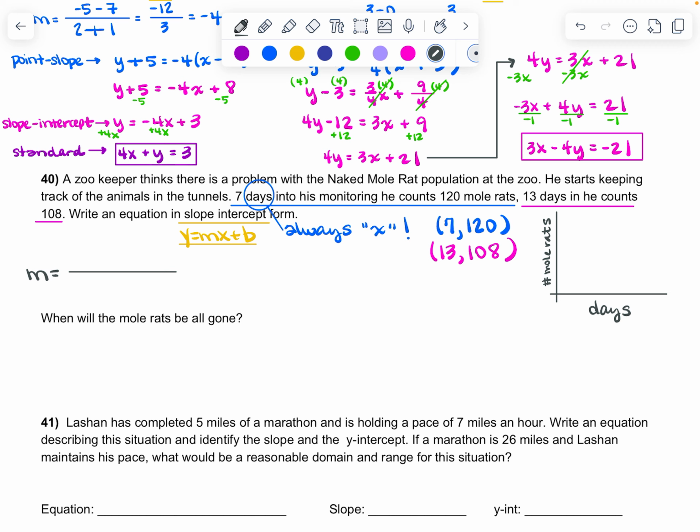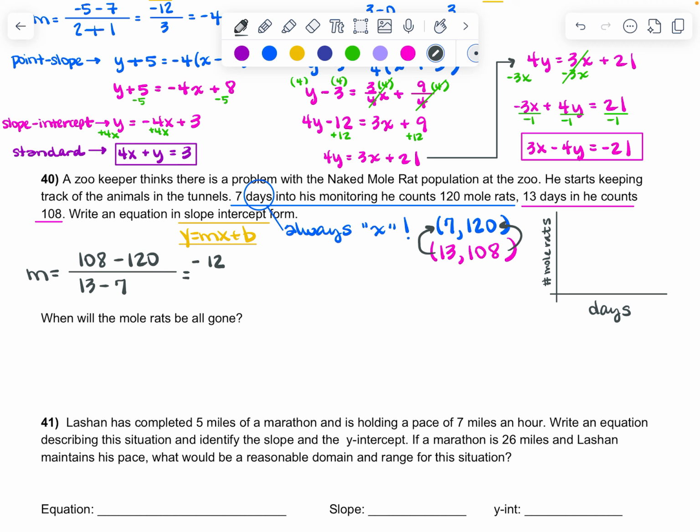I'm just going to go over here. Again, I feel like this is like the 50th time we've done this. So I'm just going to do y2 minus y1. So 108 minus 120. And then x2 minus x1. So 13 minus 7. It has to be in that order. All right, and so let's see, what's that going to give us?